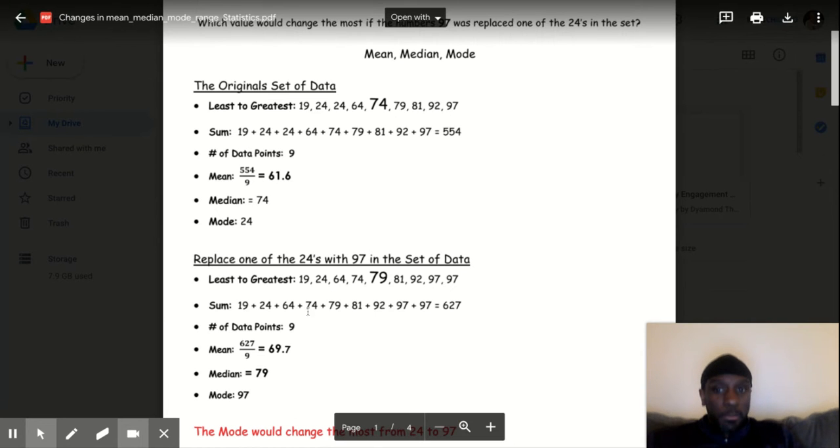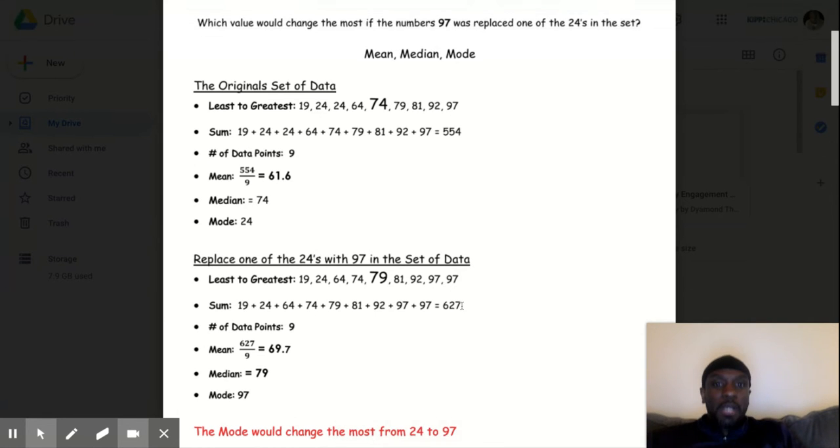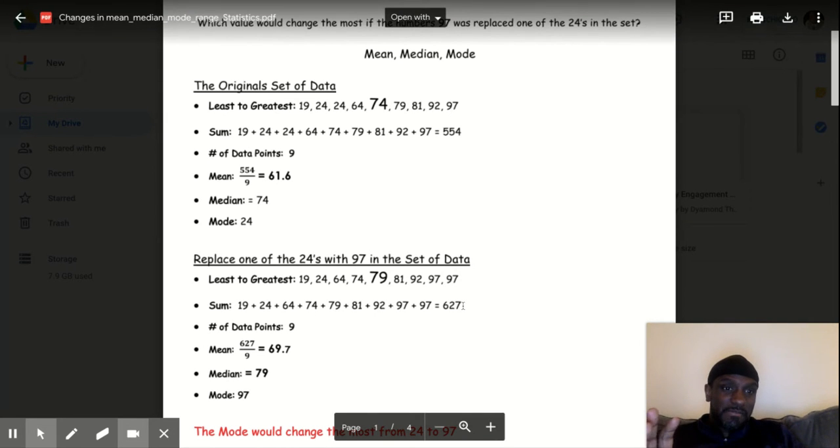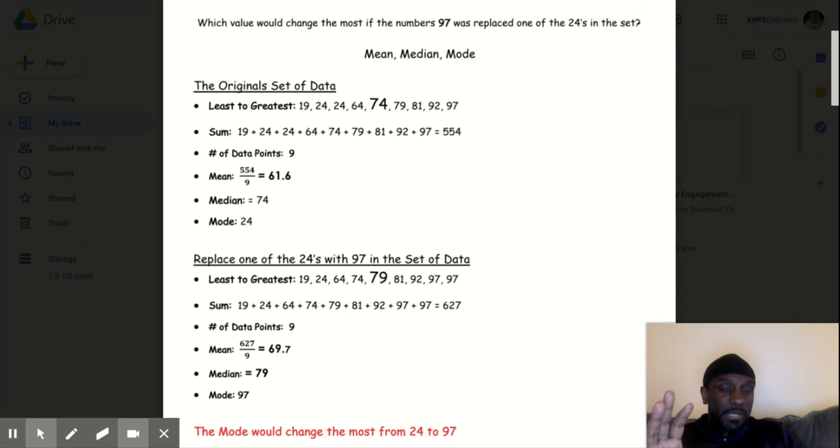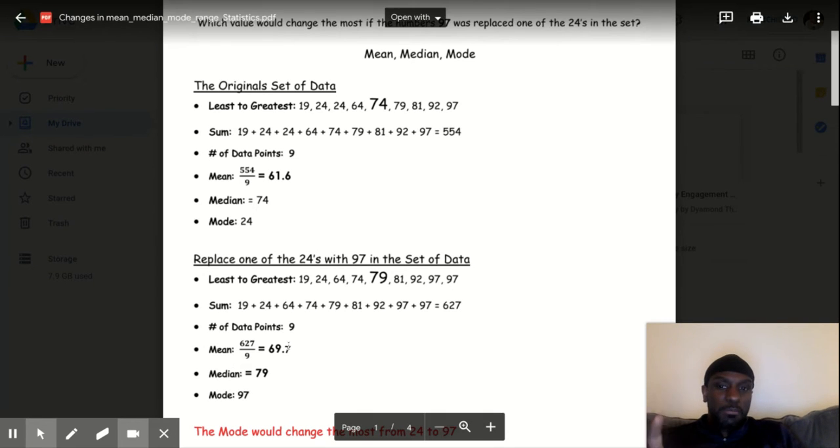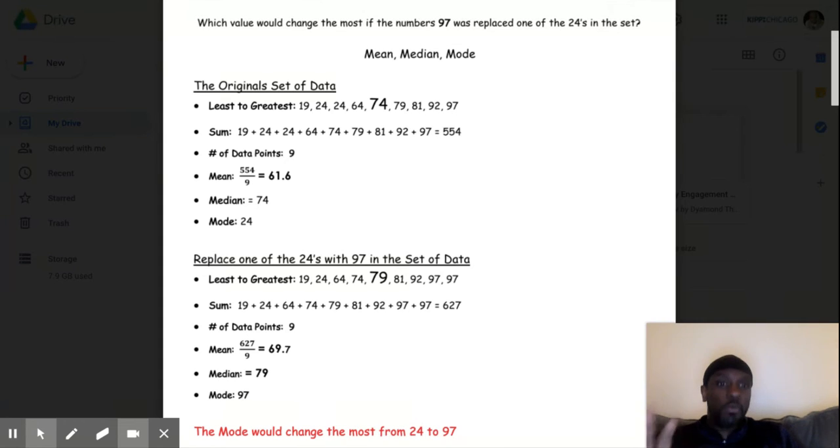Now, add them all up. I get a sum of 627. Divide that by how many numbers you have, and it gives you the mean. 627 divided by 9, you get a mean of 69.7. So the mean was 61.6 with the original set of data. You change the data, and now you get a mean of 69.7. It changed by about 8 to 9 points.